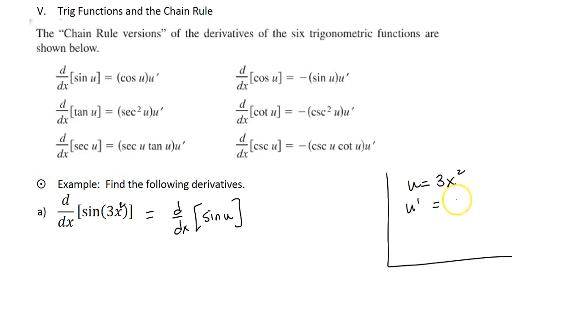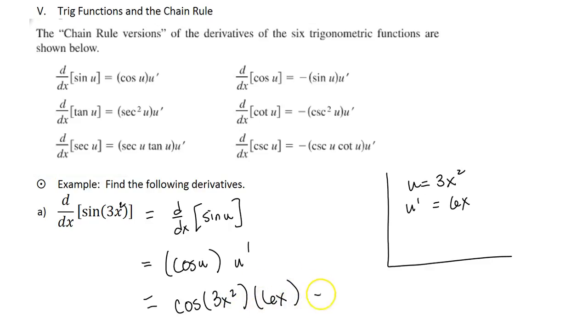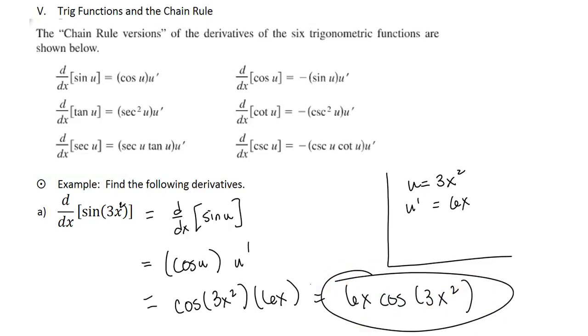So u prime would be 6x. So in this case, that's going to be cosine of u times u prime, which is cosine of 3x squared times 6x, or 6x cosine of 3x squared. So I want to point out, we didn't take the derivative of the inside here. It stayed the same. The derivative of that gets multiplied on the outside.